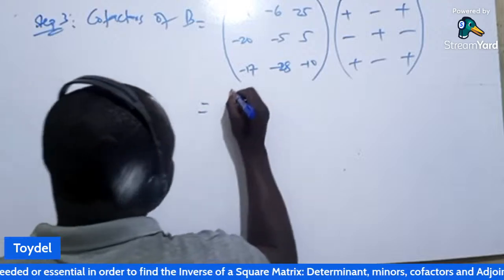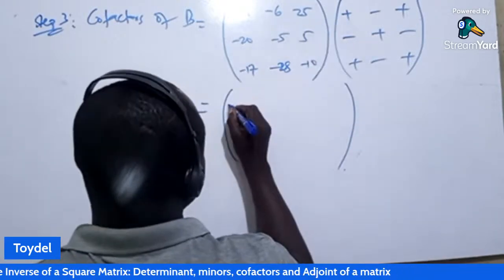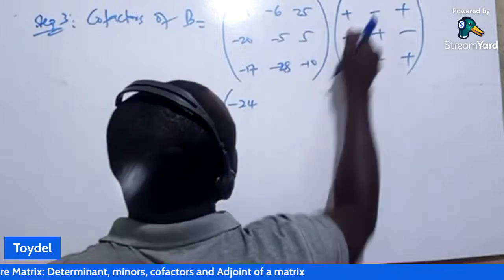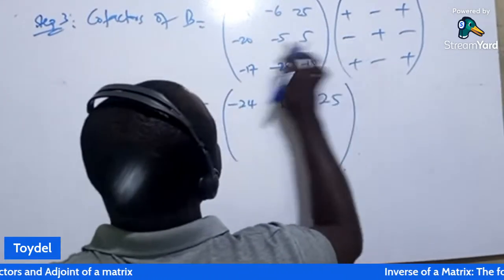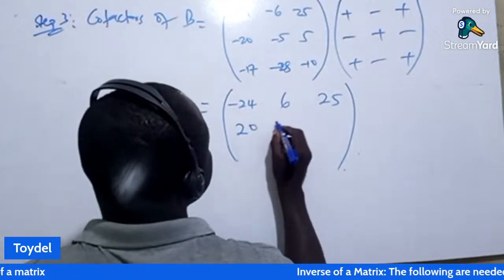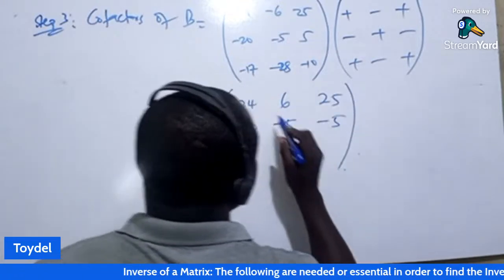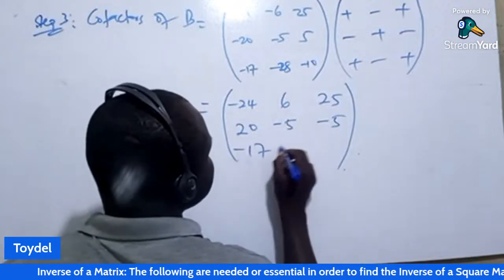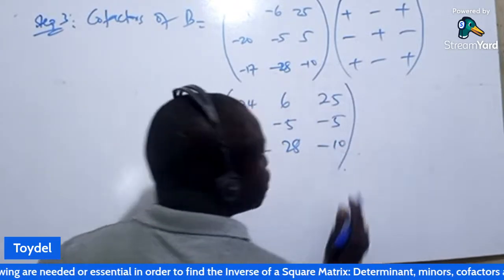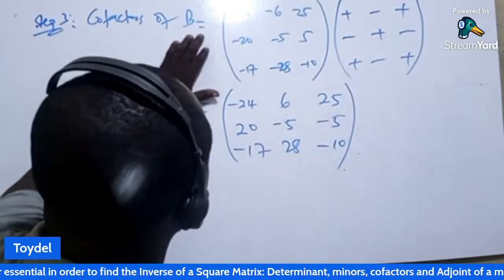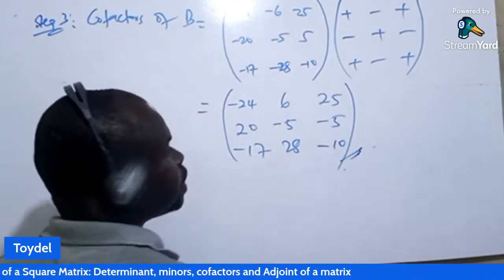So when we relate this, what do we get? This is minus here, times plus is still minus. Minus times minus, plus. This is plus. The minus times minus, plus, that will be 20. Here will be minus 5. Then minus times plus, minus. Then we have minus 17. Minus times minus, 28. That's plus. Then minus 10. So the cofactor of B is this. This is what we get for the cofactor of B.